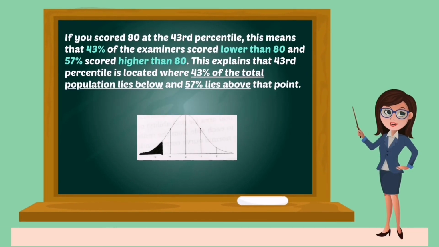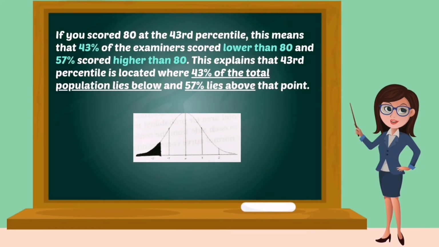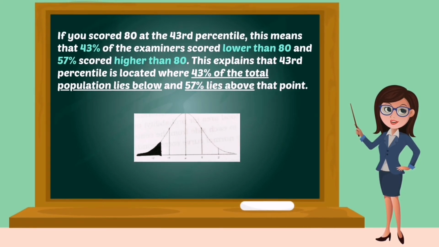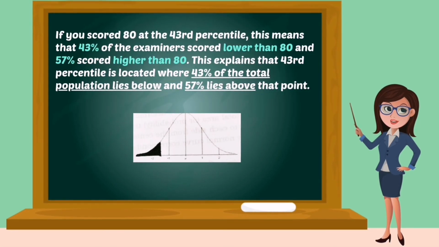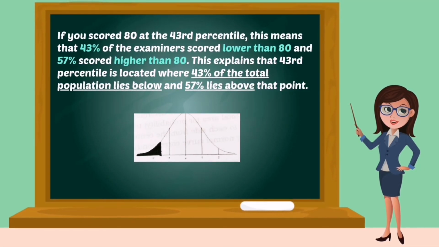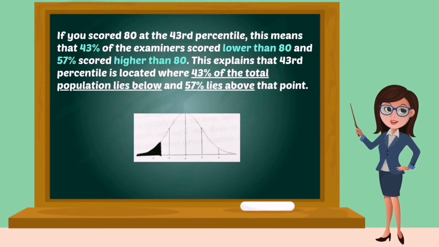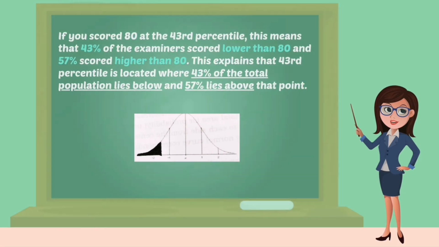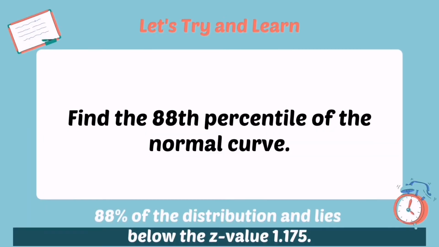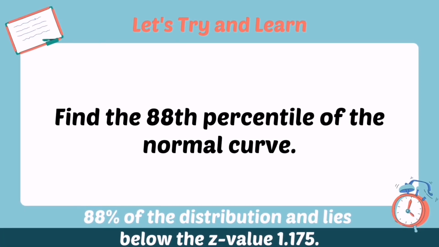Meaning, if you scored 80 at the 43rd percentile, 43% of the examiners scored lower than 80 and 57% scored higher than 80. This explains that 43rd percentile is located where 43% of the total population lies below and 57% lies above that point. Now let us try and learn. Find the 88th percentile of the normal curve. You can do it.